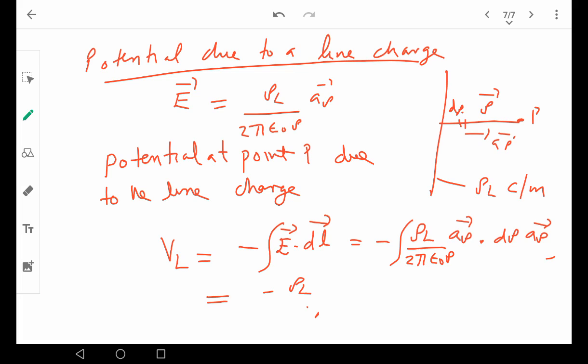minus rho L by 2 pi epsilon 0 natural logarithm of rho. There will be some constant also. For the time being I am avoiding that constant; you can write a constant, plus C, that's okay. Now this is the potential due to a line charge, and I think we'll do a small example so that things will be clear to you.